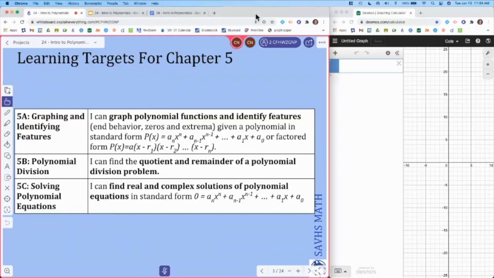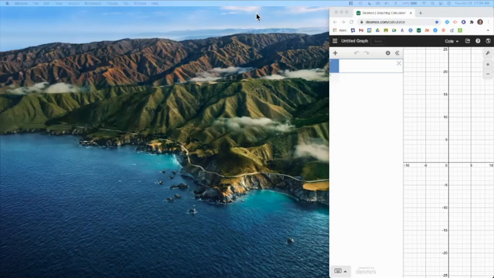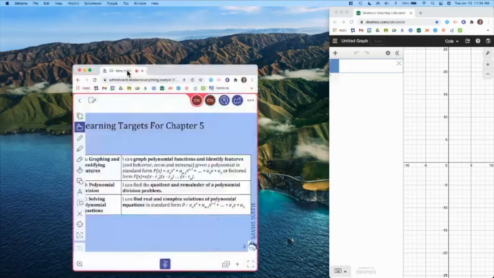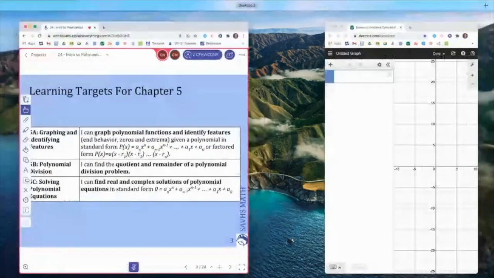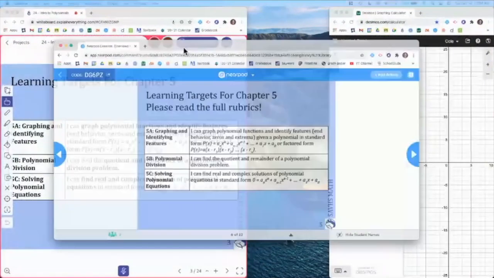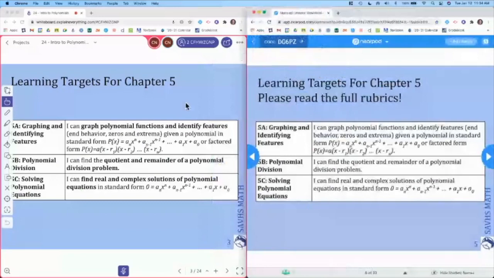I'm going to kind of do a weird thing here. I'm going to kind of split the screen so that you can see the Nearpod if you're not on there. But I'm also going to make it so that you can see what I'm writing on. So this is going to look like you're seeing double, but it's just so that you can see both things.